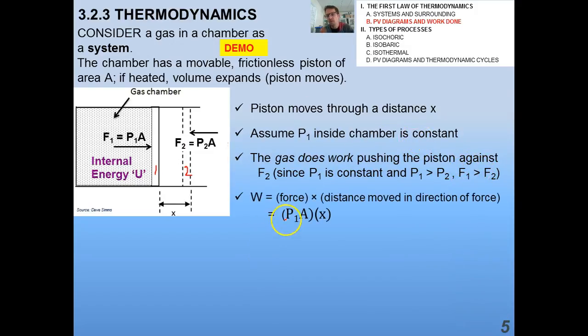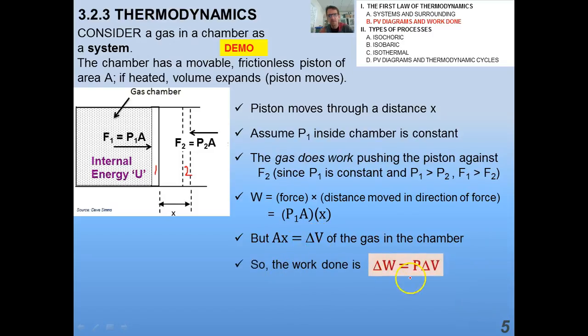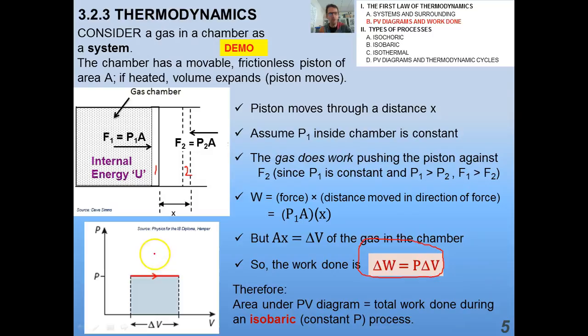Now, since work is force through a distance, the work would be P1 times A, which is the force, times x. But A x is delta V of the gas in the chamber, delta V being the change in volume. So the work done would be P delta V. And this is a very, very, very important consideration that we're going to deal with in thermodynamics and PV diagrams in terms of analyzing them. Very important, okay?